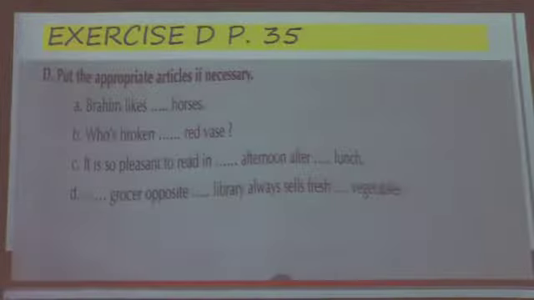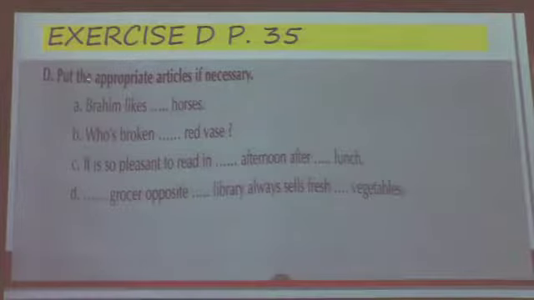Let's see something else. Now here, you need to fill in the blanks with the appropriate articles. As you know, articles in English are divided into two parts. We have the indefinite articles, a and an, and we have the definite article, which is the, and sometimes we don't put any article at all. In this case, we call it a zero article. So I'm going to read the sentences for you.